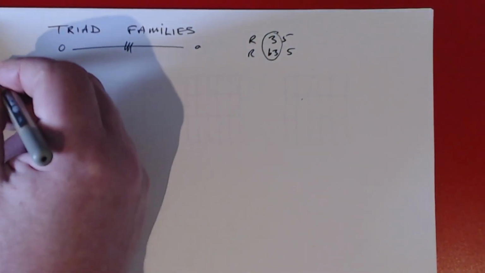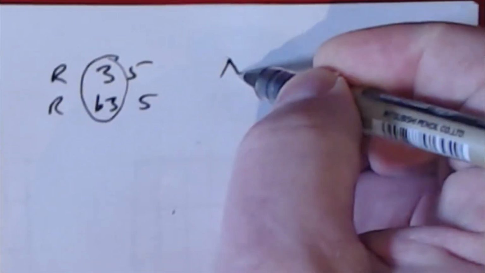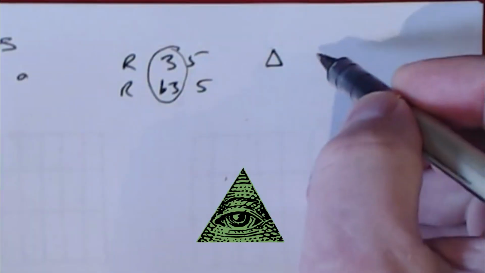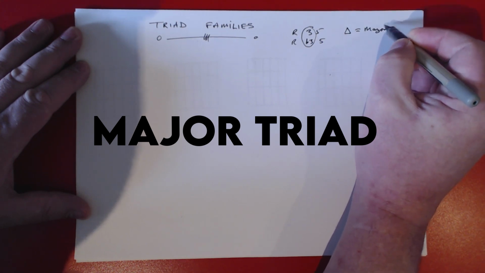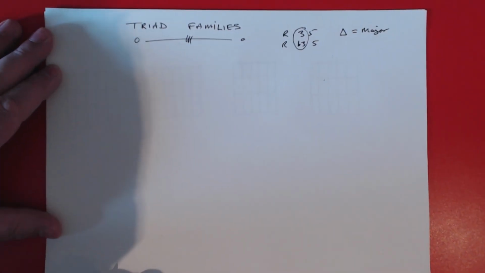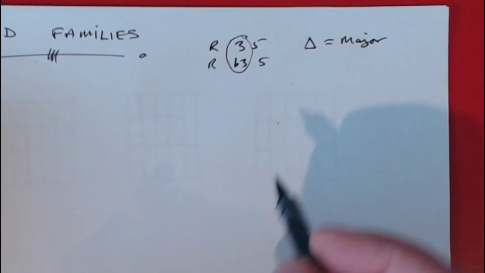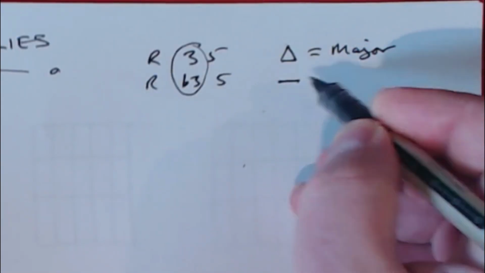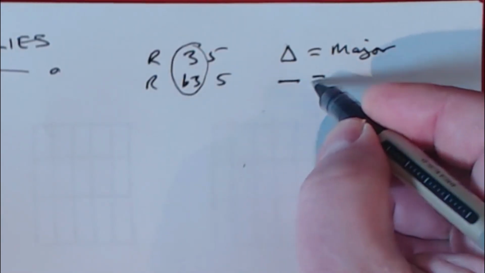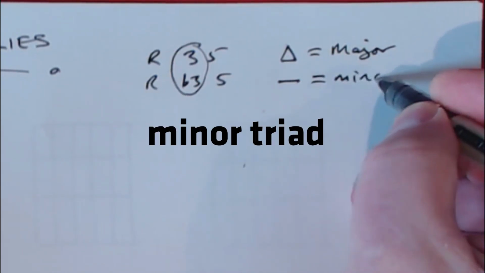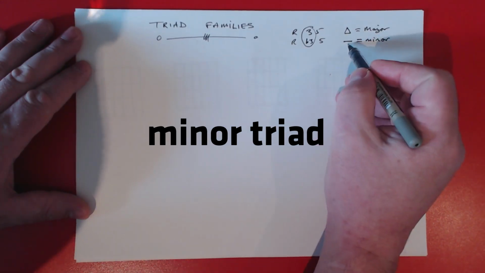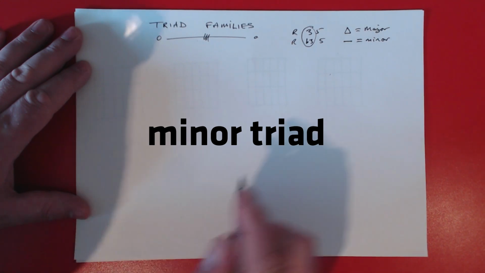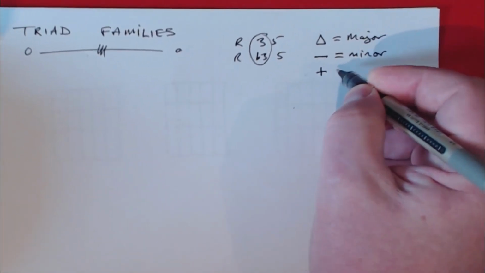The first symbol I want you to understand is the triangle. That triangle equals major. Now you might have seen this in jazz stuff, so that's something you need to know. The next symbol you're going to need to know is this minus symbol. This is minor, so anything that has that symbol after it means minor. Another one you might not have seen is this plus.